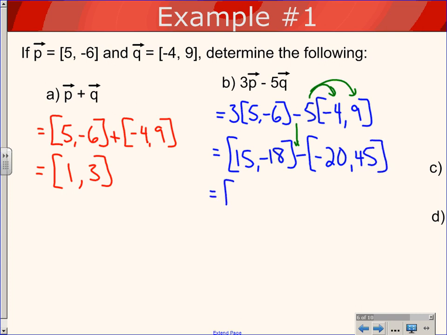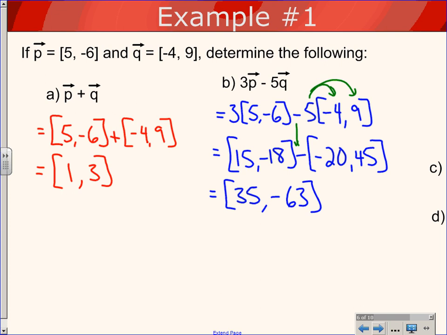And so now when I put these vectors together, I'm subtracting them. So it'd be 15, take away minus 20. So that would become an addition, 35. And what's this, minus 18, take away 45 more is minus 63, I think. Okay, that's one way to do it.